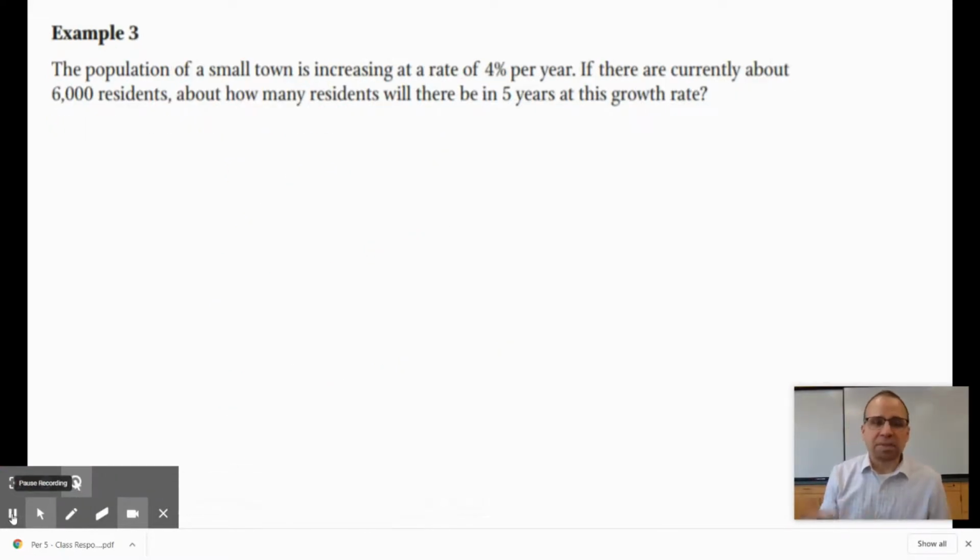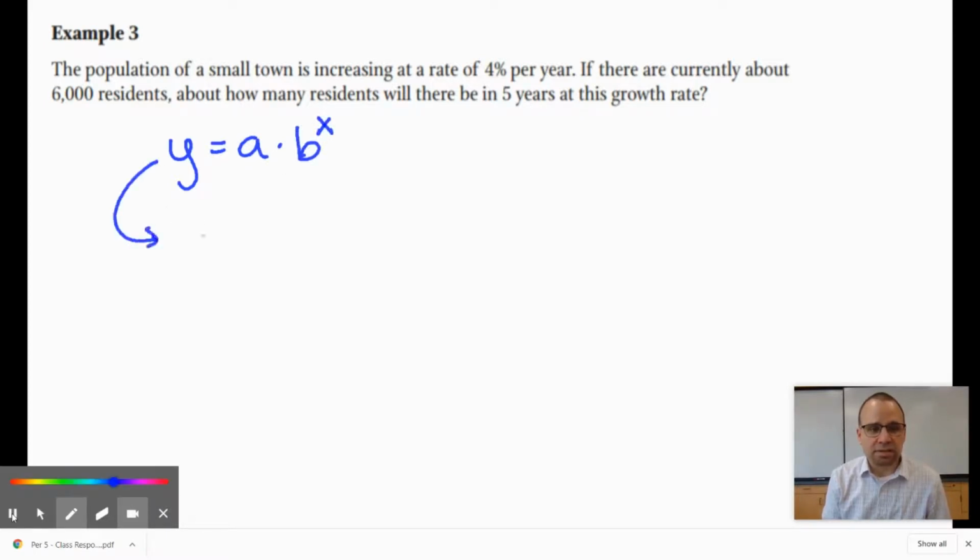Example 3 says the population of a small town is increasing at a rate of 4%. If there are currently about 6,000 residents, how many residents will there be in 5 years at this growth rate? Because this problem has a growth rate, we're not going to use this one. Instead, we are going to use the formula that has the growth rate built in.